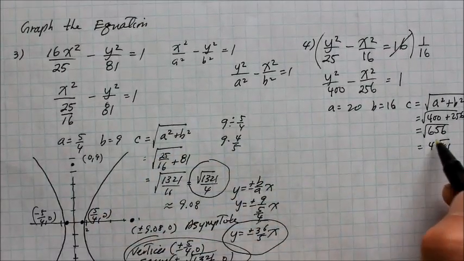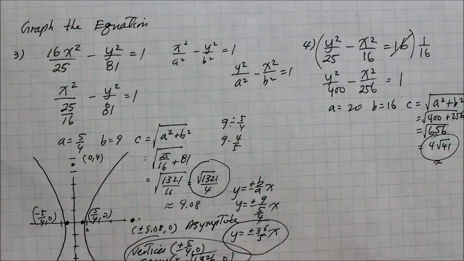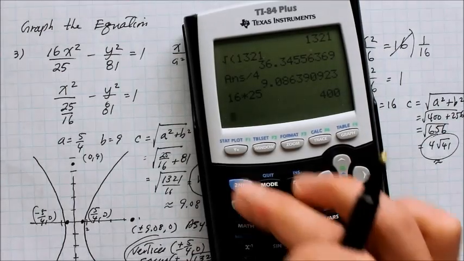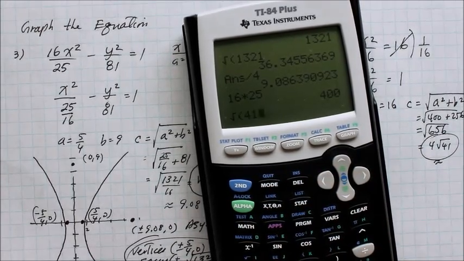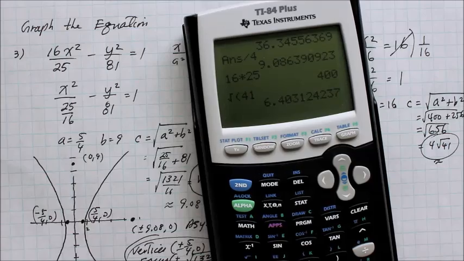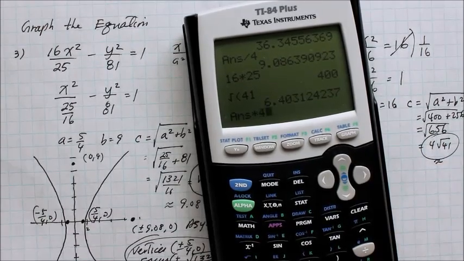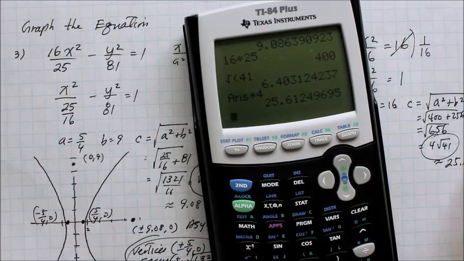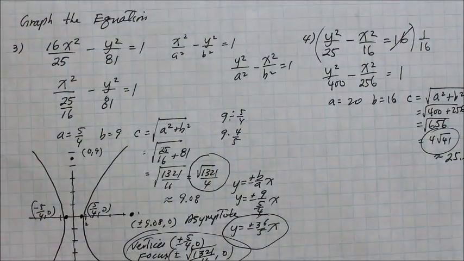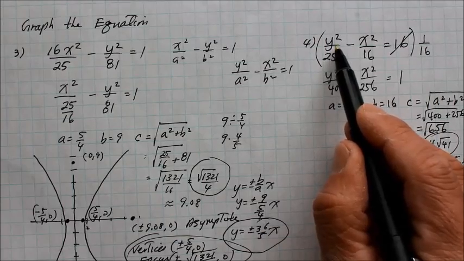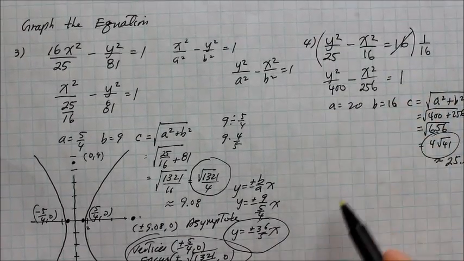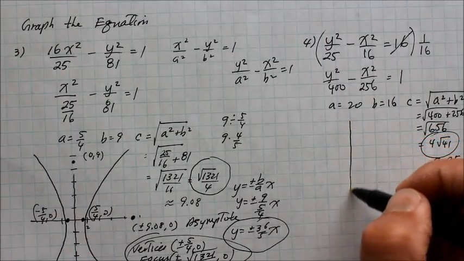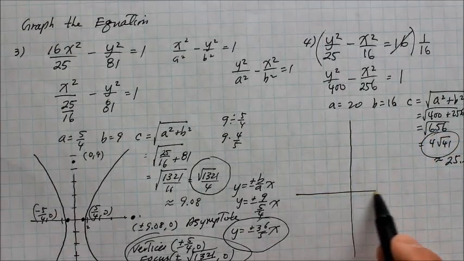So that's my foci. And what is that approximately on the y-axis? Let's see, square root of 41 is approximately 6.4 times the coefficient of 4 equals 25.6 approximately. 25.6, okay? And that's going to be on the y-axis because the y term is coming first. So we're going to have a vertical transverse axis. So let's plot some numbers. I hope everything fits in nice and neat.